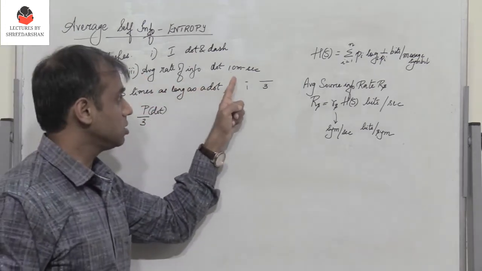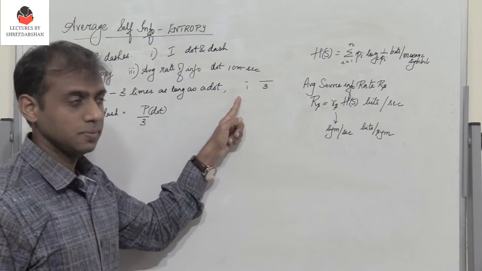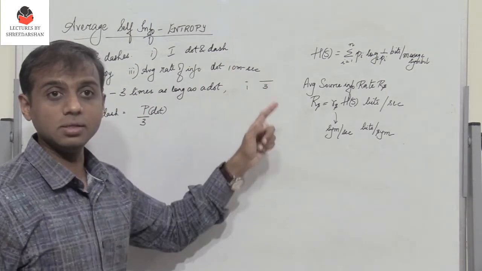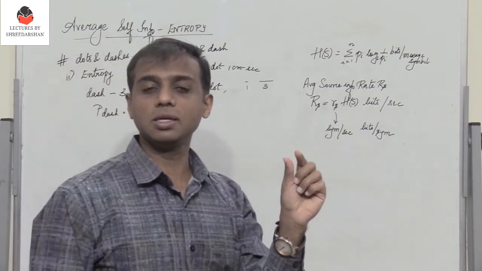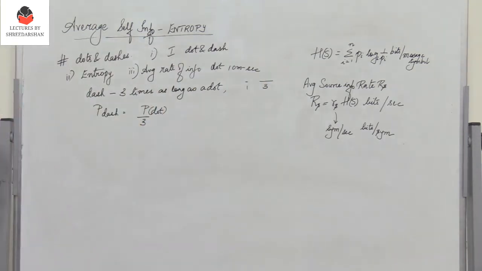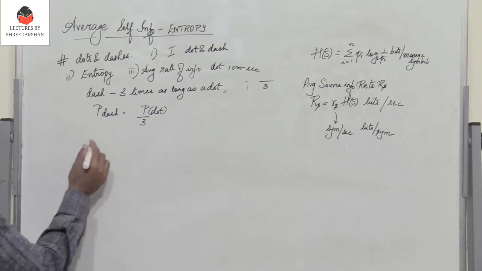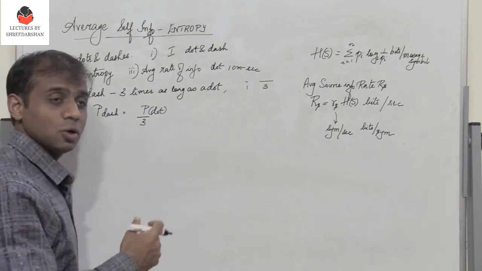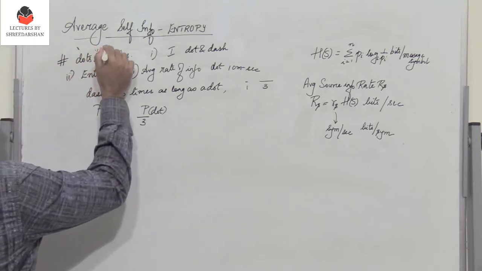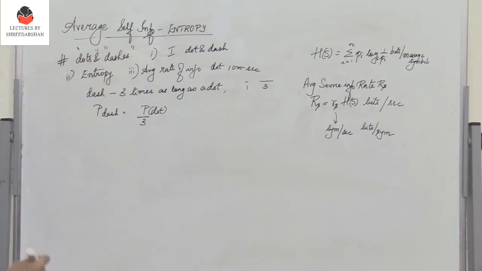Assuming that the dot is of length 10 milliseconds, then of course the dash will be of length 3 into 10 milliseconds, and there is a gap of 10 milliseconds between the occurrence of any two symbols. Now we know that the sum of probabilities is always equal to 1, and there are 2 symbols which are occurring. One is a dot and the other one is a dash.